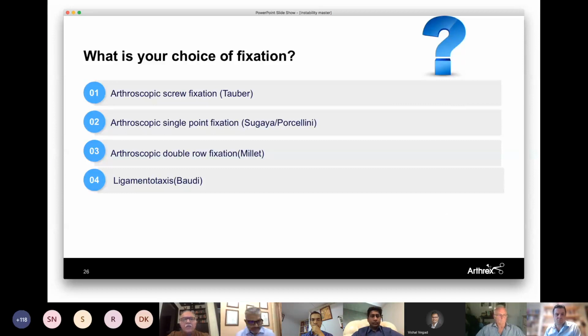Next slide, please. Yes. So Dr. Kamat wants to do a double row fixation of Millett. And what does everybody else want to do there? So you've got screw fixation, which is Tauber's way. The single point, which Sugaya popularized with the anchor inferior and superior to the bone. And then the Italian way is where they do the ligamentotaxis. And they just put one superior anchor and they use the attachment of the glenohumeral ligaments to reduce it. Any thoughts on that in the meantime, Sunder?